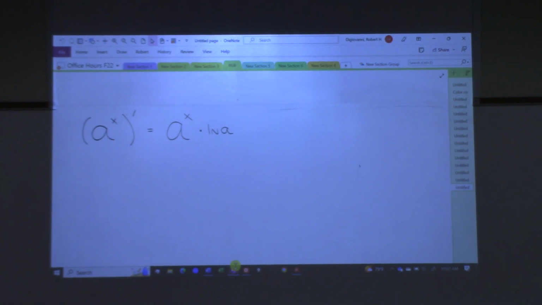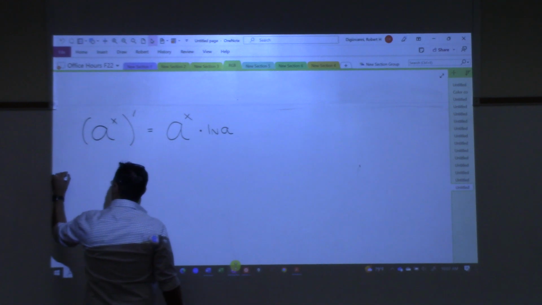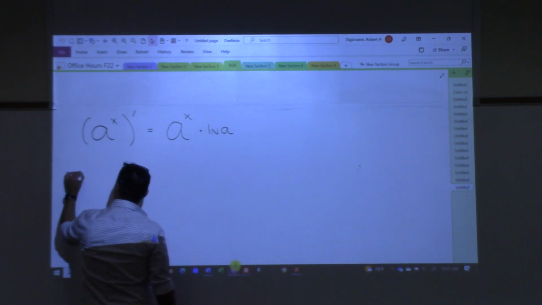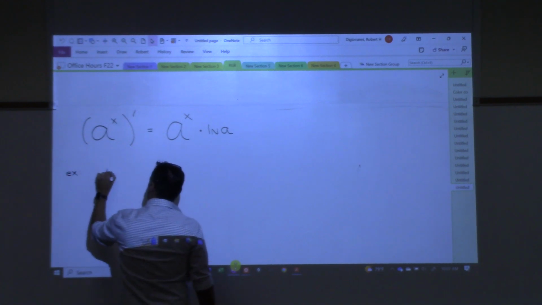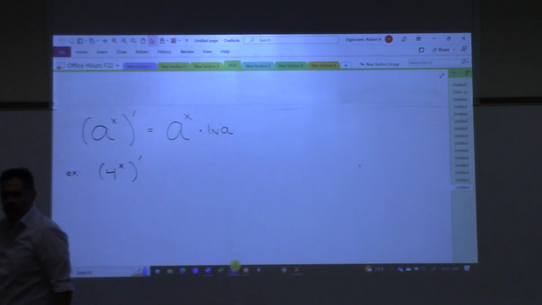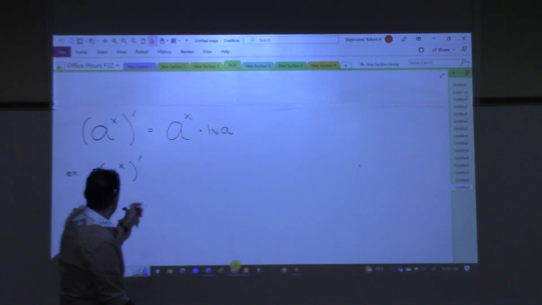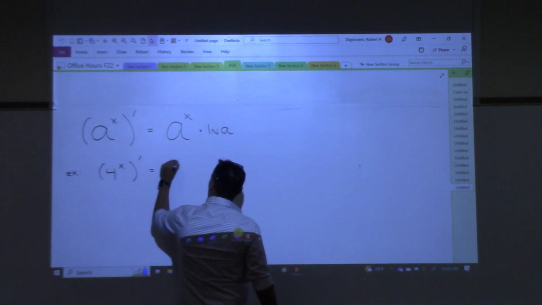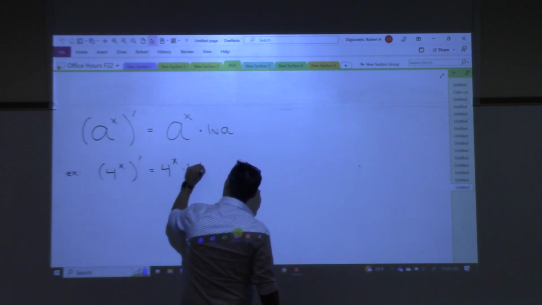All right, let's see this in action. I'm going to do a little bit different notation for this. What if I ask you to find the derivative of 4 to the x? What's the derivative of 4 to the x? According to the formula, it's what? 4 to the x times the natural log of 4.